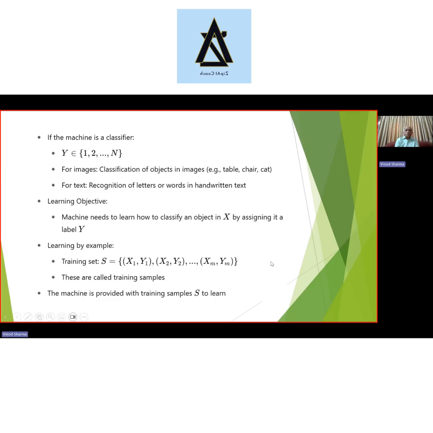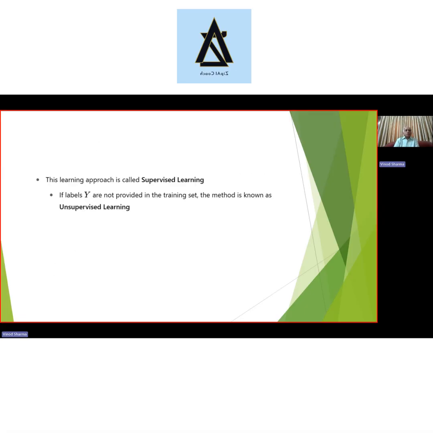images, we use a training set x1, y1, x2, y2, up to xm, ym. So there are m elements in it. The xi's are the observations and the yi's are the labels assigned to them. This is the training set where for each image xi, the objects given in it are described by yi. The machine is provided the sample to learn from for that particular application. This kind of approach in machine learning is called supervised learning, where xi, yi are given in the training sample.